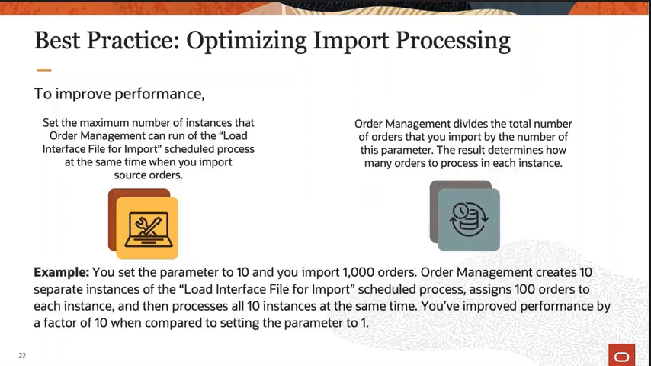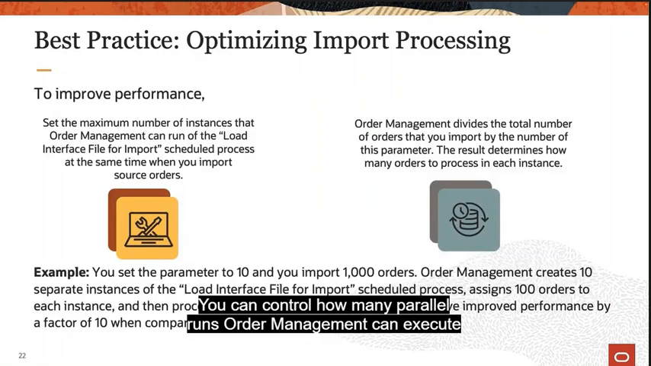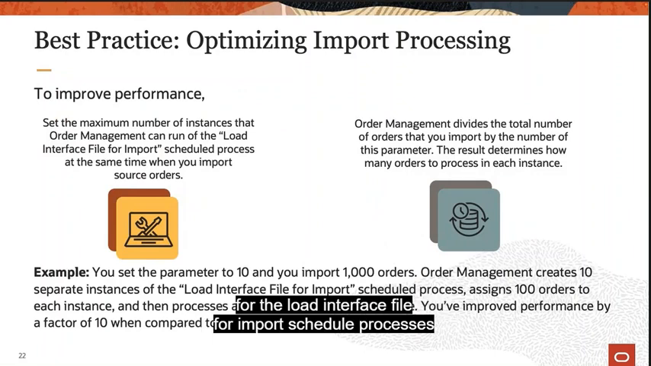You can control how many parallel runs order management can execute for the load interface file for import schedule processing source orders. Order management takes the total number of orders and divides that number by the maximum instances you allow. That result determines how many orders each process instance handles.